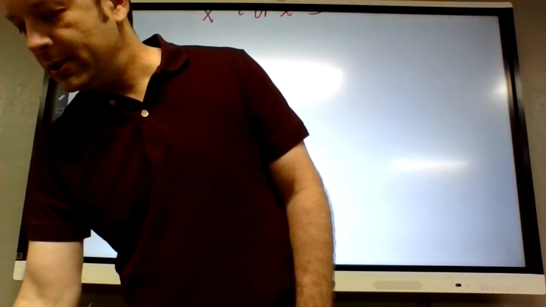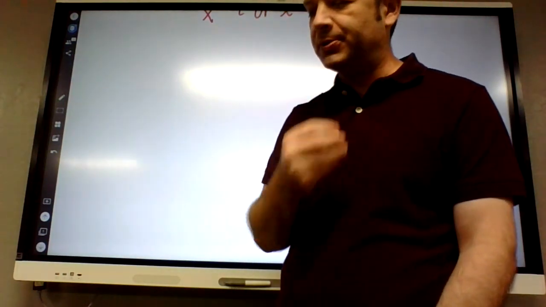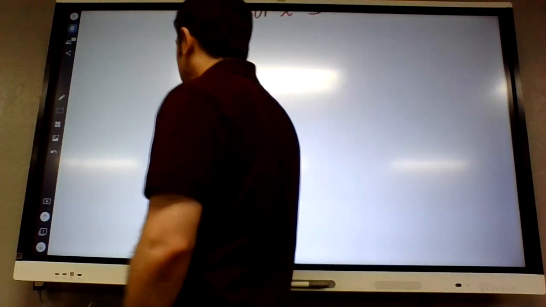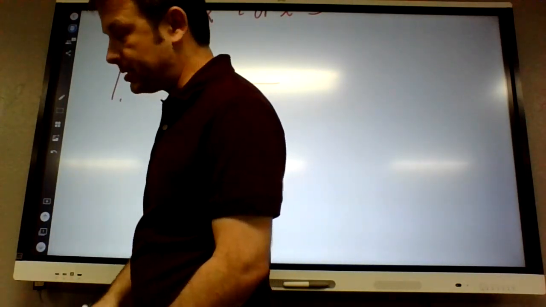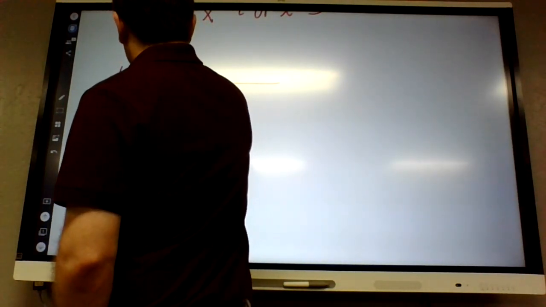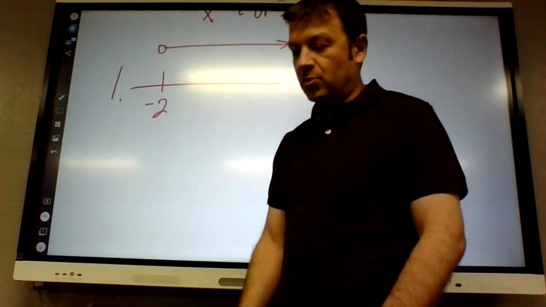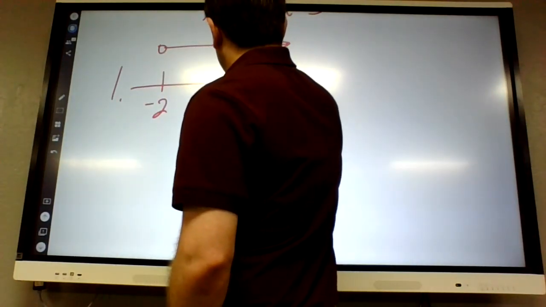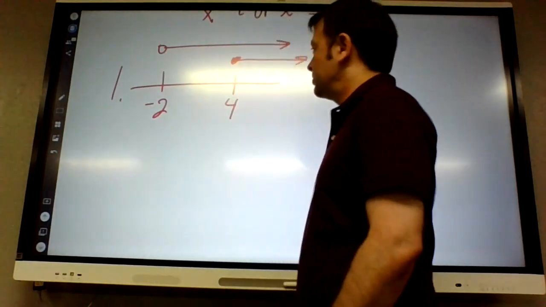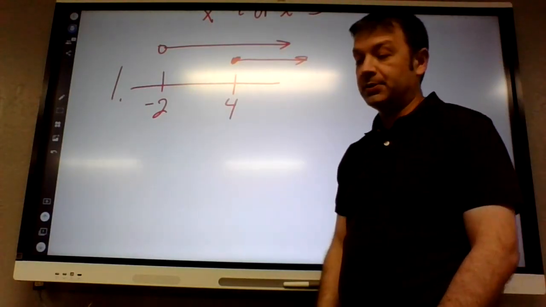Number 1 says match each compound inequality to its graph, then state the solution set. So I'm going to do a little sketch here to help myself out. It says x is greater than negative 2, so that would look something like that, right? Or greater than or equal to 4. So 4 is over here somewhere. Greater than or equal. No, this is just to help me figure out the answer.